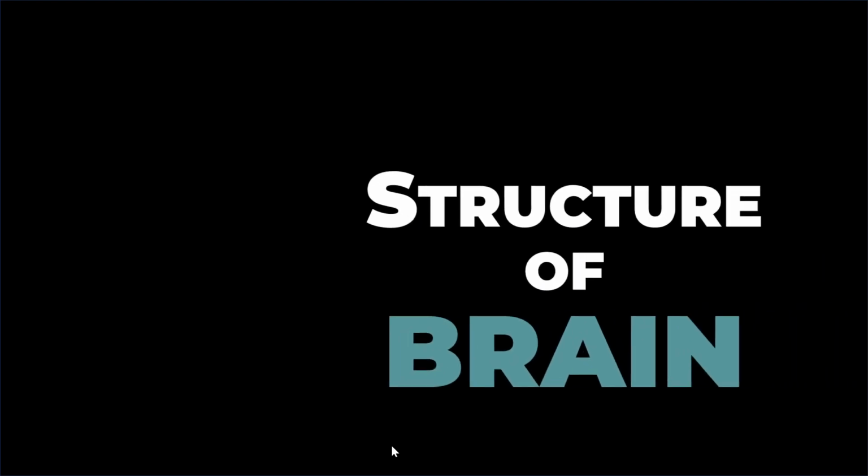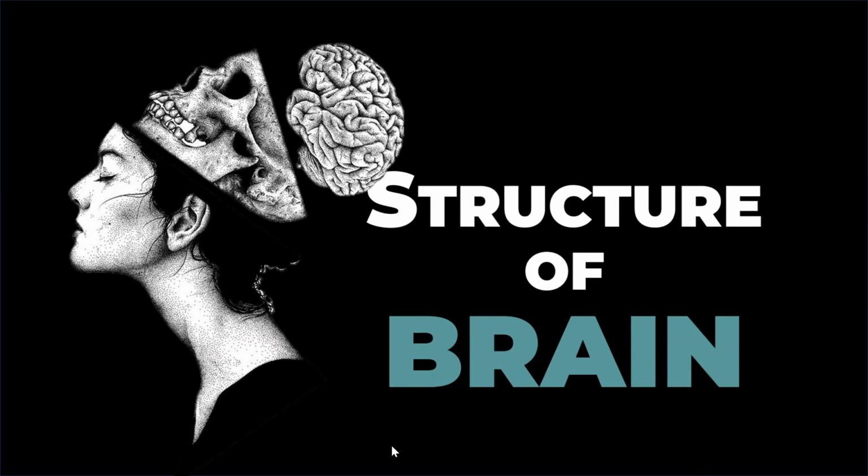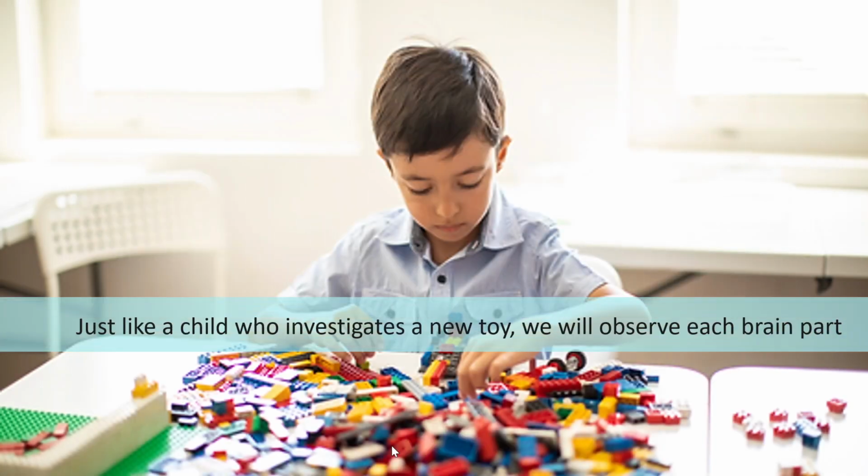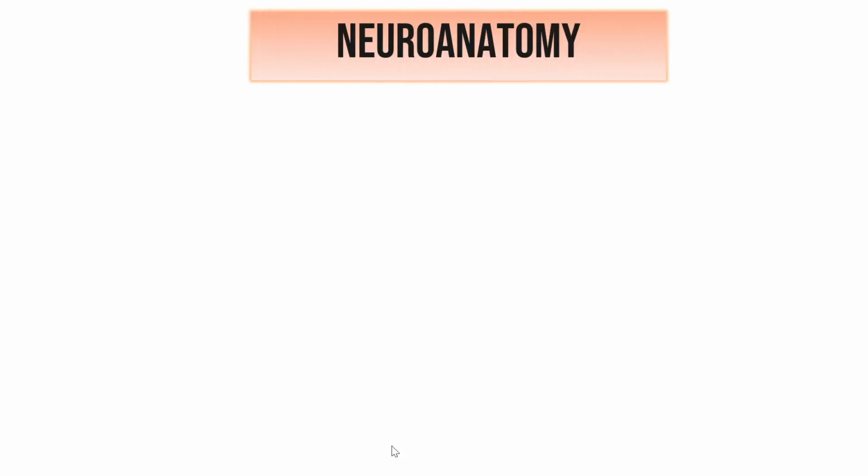So we are starting with the structure of the brain. Earlier we learned that Vesalius discovered and mapped out the whole brain system and nervous system. Here we are going to specifically discover each brain part and its function. Like a child, we are going to observe and investigate each brain part in different forms and different positions, and map out what each part is, what its name is, and where it is located. That's what we are going to do in this video. So, let's start with our neuroanatomy.